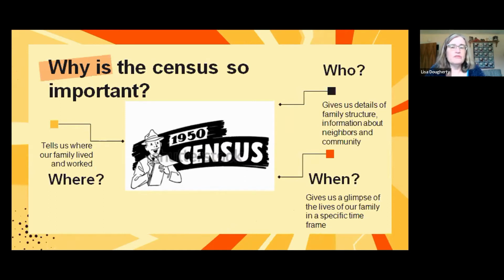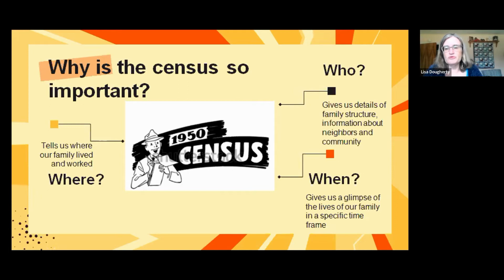As far as the where, they can tell us where our family lived. They can show us their community. You can get an idea of how big that community was simply by looking at how many pages the census was for that particular community. So if your family came from a community that you don't really know much about, you might not be living near there now, then the 1950 census might be able to give you some idea of the size of the population there.